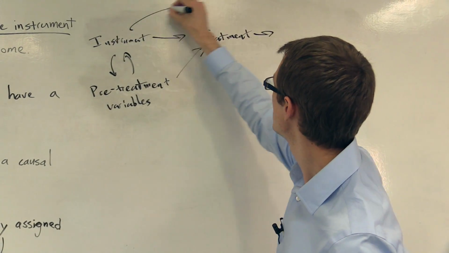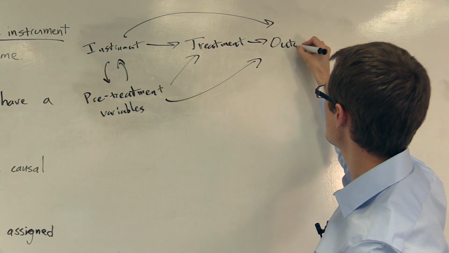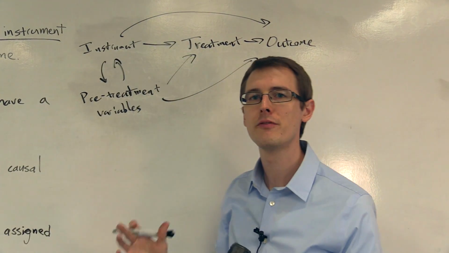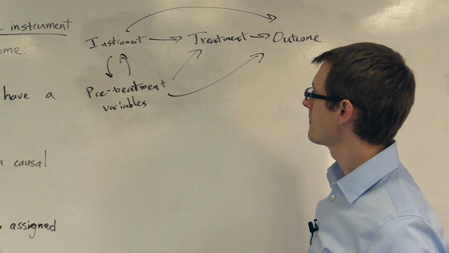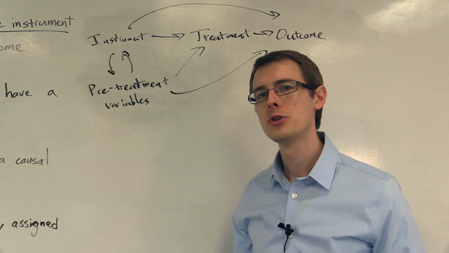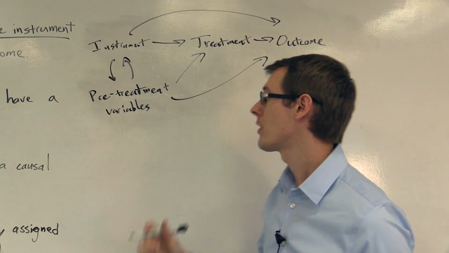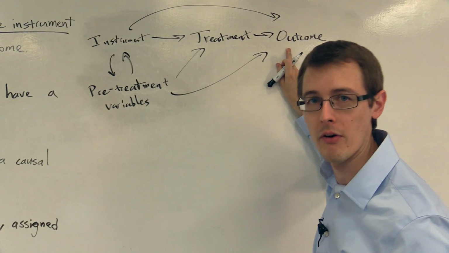All of these variables together then are going to combine to determine what their outcome is. The treatment, the instrument, and the pre-treatment variables are all possibly going to affect the particular value of the outcome that any unit gets. So now what do we want to know? We want to learn the causal effect of treatments on outcomes. This arrow right here, the causal effect of treatment on outcome.